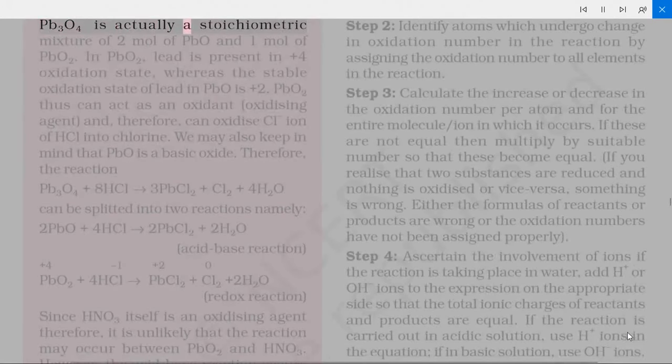Pb3O4 is actually a stoichiometric mixture of 2 mol of PbO and 1 mol of PbO2. In PbO2, lead is present in +4 oxidation state, whereas the stable oxidation state of lead in PbO is +2. PbO2 thus can act as an oxidant, oxidizing agent, and therefore can oxidize the Cl- ion of HCl into chlorine. We may also keep in mind that PbO is a basic oxide.